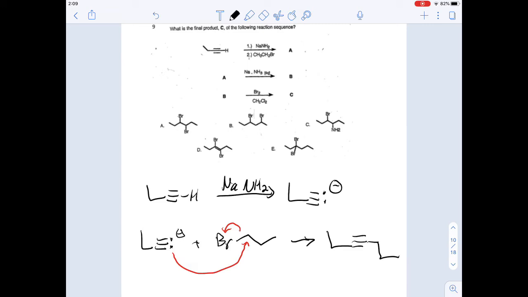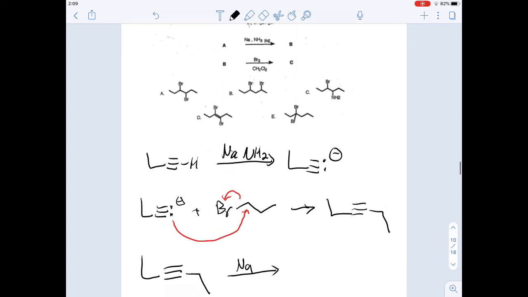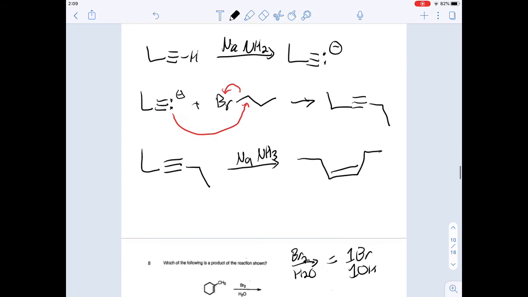And what that does is that creates a cis double bond from a triple bond. So, did I add an extra carbon? I may have. Yeah, I did. Oopsie. Okay. So NaNH3 makes the cis double bond. So it's going to look like that.